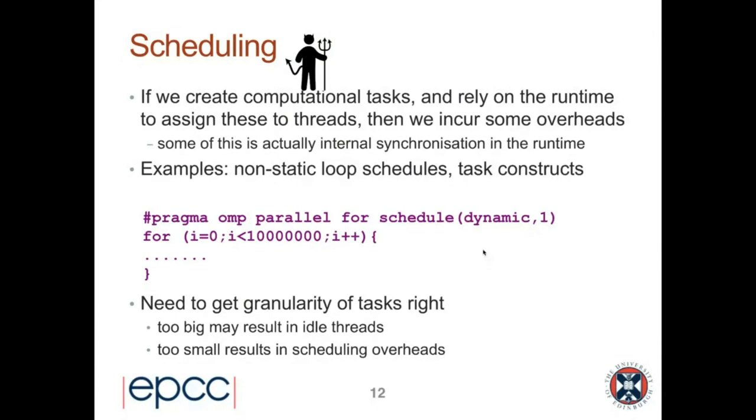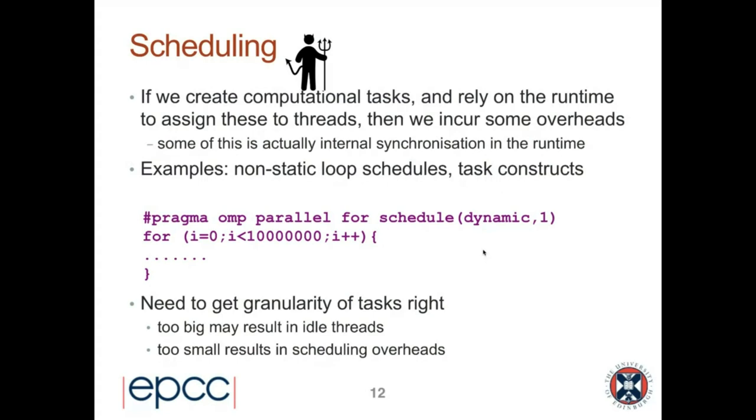Okay, so the next topic is scheduling. This is also a potential source of overhead. Essentially, the idea here is that if we create computational tasks and we rely on the runtime to assign these to threads, then we're going to incur some overhead. That process of assignment is going to cost something. Some of that may actually be internal synchronization inside the runtime, but there's also going to be some other bookkeeping code going on while the runtime figures out which thread does what and in what order.